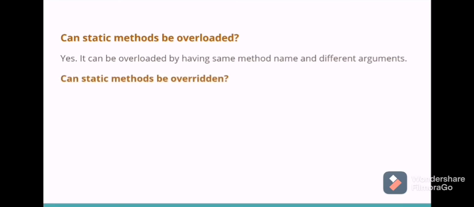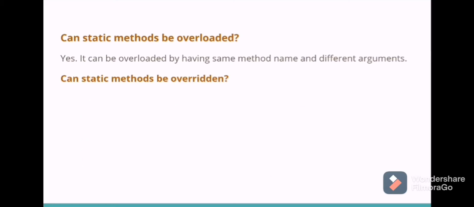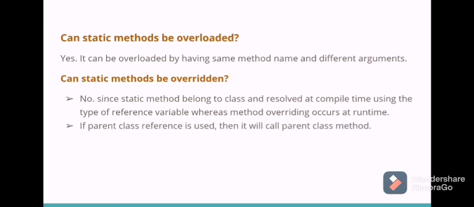Can static methods be overridden? That is having the same method name and the same arguments. So it is applicable for a parent-child relationship. No, this static method we cannot override. Since a static method belongs to the class and it is resolved at compile time using the type of the reference variable, whereas method overriding occurs at runtime. That is, if a parent class reference we are using to access the method, then it will call the parent class method only.